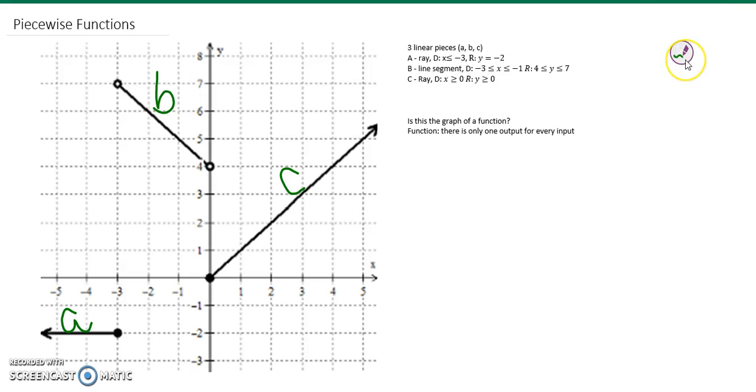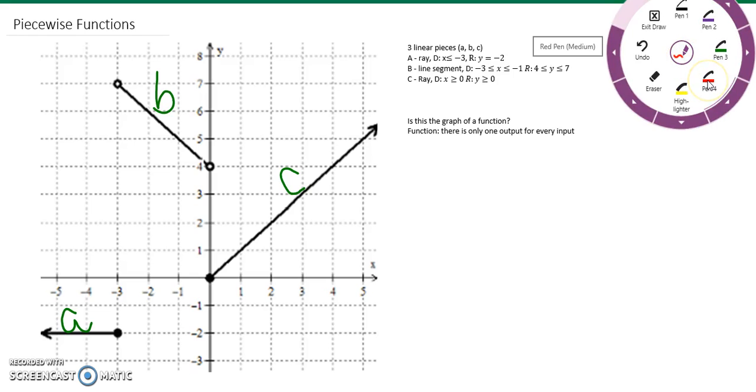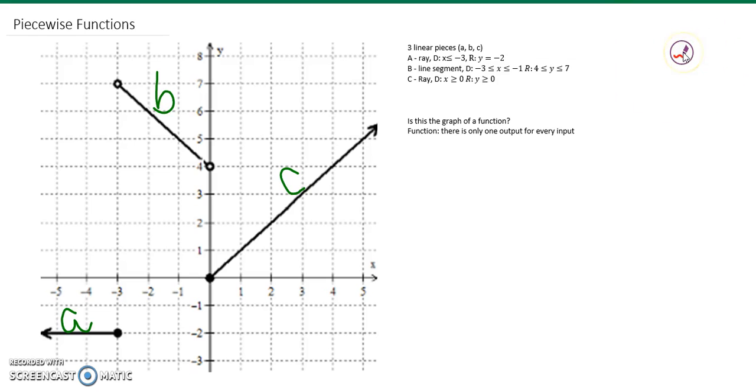Basing my information off of this definition, my attention is drawn to when x equals 0. There are two values when x equals 0, and we want to determine what the output value is at x equals 0.